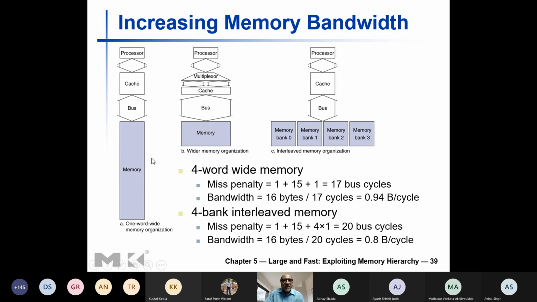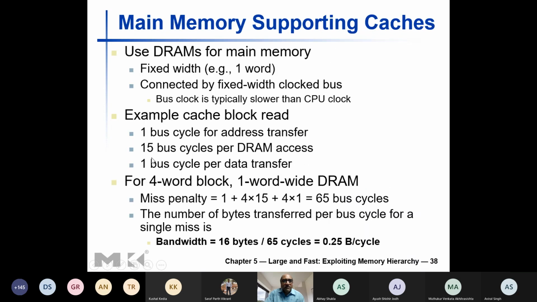In that case, if you want to fetch a particular word from the memory, first of all we have to get the address of which word has to be transferred. From the bus, one bus cycle is required for address transfer, because if there is a miss, the cache will provide that address. So one bus cycle is required for address transfer.